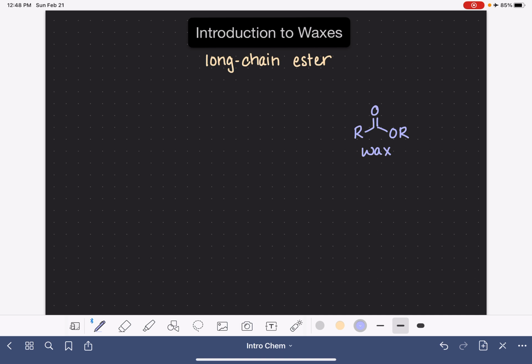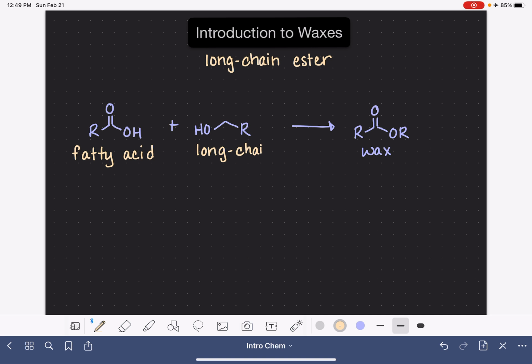A wax is synthesized the same way an ester would be synthesized from a carboxylic acid and an alcohol. But if we are specifically synthesizing a wax, we need to be synthesizing this from a long-chain carboxylic acid, which we call a fatty acid, and a long-chain alcohol, which doesn't get a special name. So this is just a long-chain alcohol.